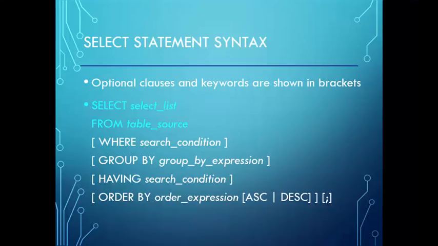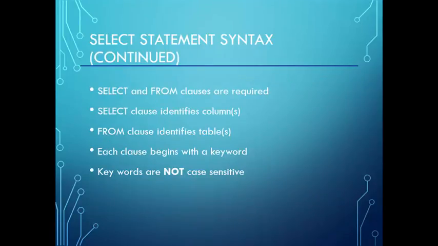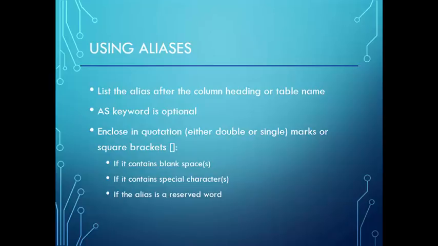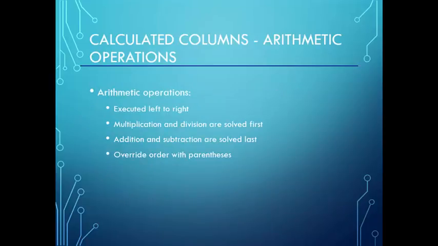Alright, I'm going to flip back to our PowerPoint, just to make sure I did not miss anything. We talked about aliases. When we do math in SQL, it's the same as our order of operations from our math class. So we execute left to right. Multiplication and division are done first. Addition and subtraction are done last. Then we override anything with parentheses. So if we don't like the default order, we use parentheses as well.